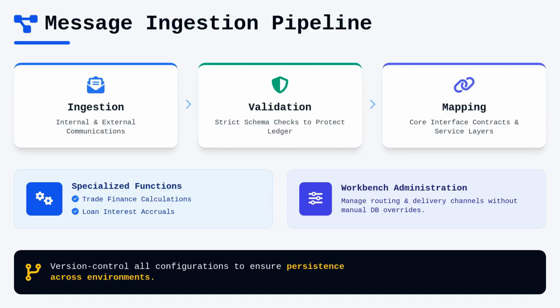It is important to remember that these configurations must persist across environment shifts, meaning they should be version controlled in line with your deployment strategies. By mastering these configuration parameters, you shift from being a reactive troubleshooter to an architect who can influence the throughput and stability of the platform.